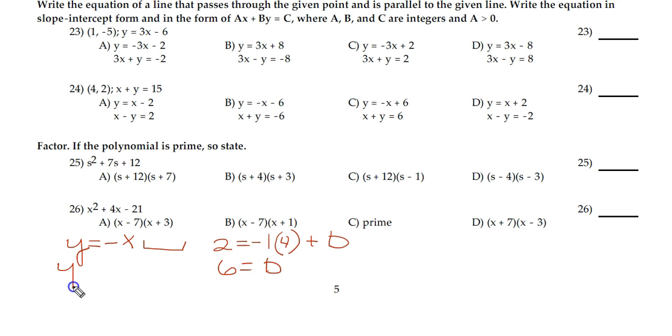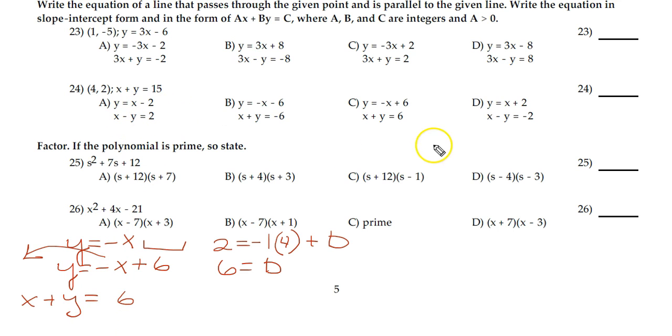So our equation is going to be y equals -x plus 6. But again, we want that in standard form now. So we're going to transpose that. On this side, it becomes +x, and like so.